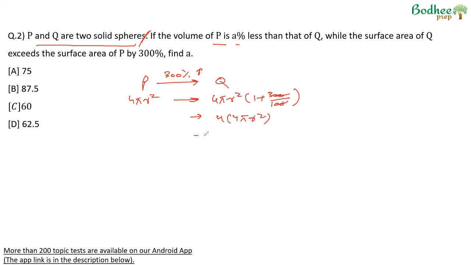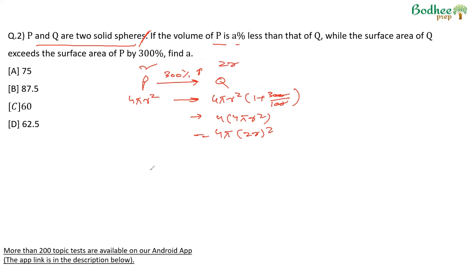Why will this happen? This will happen because the radius is 2 times. So basically this is 4 pi 2r whole square. So the radius of Q is twice the radius of P. Therefore the surface area becomes 4 times, which is 300% more.